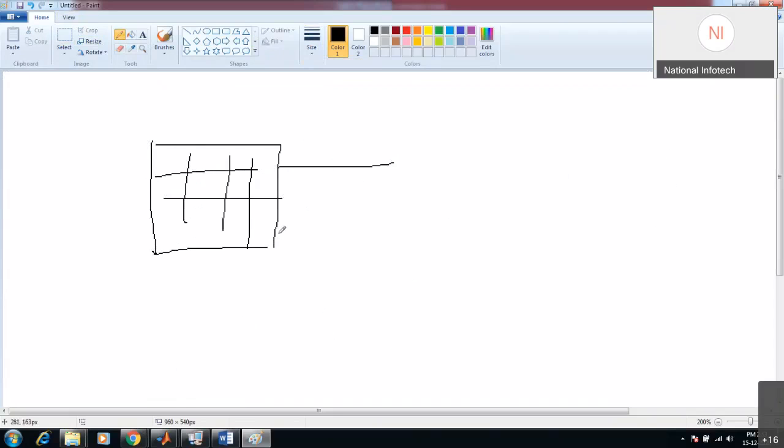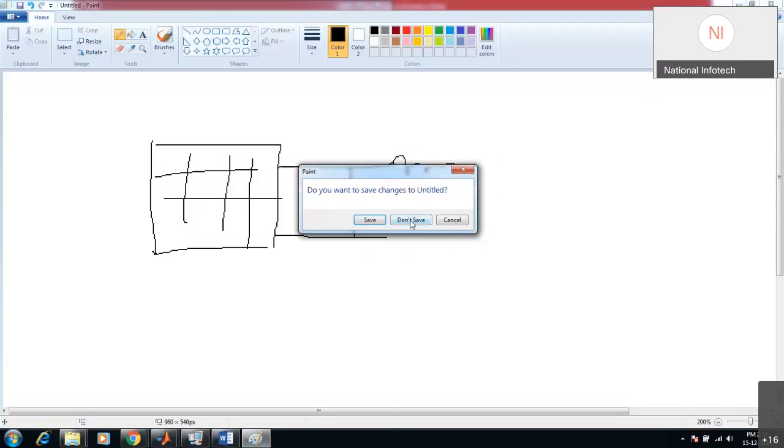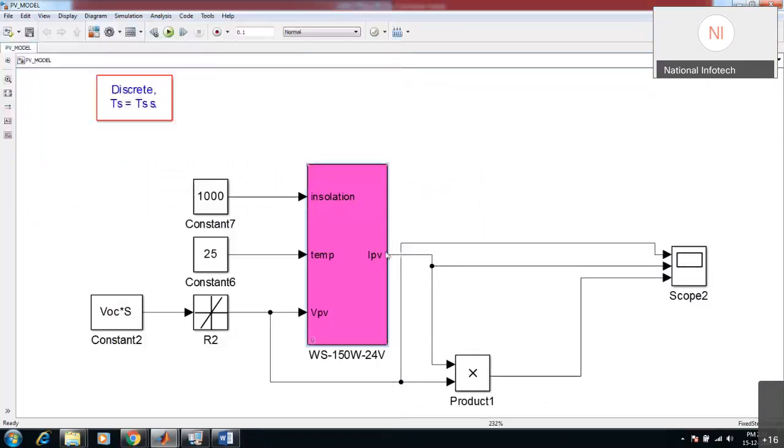This is the panel. This here will be our capacitor, and this will be the inductor. Okay, let me show you in the simulation itself.